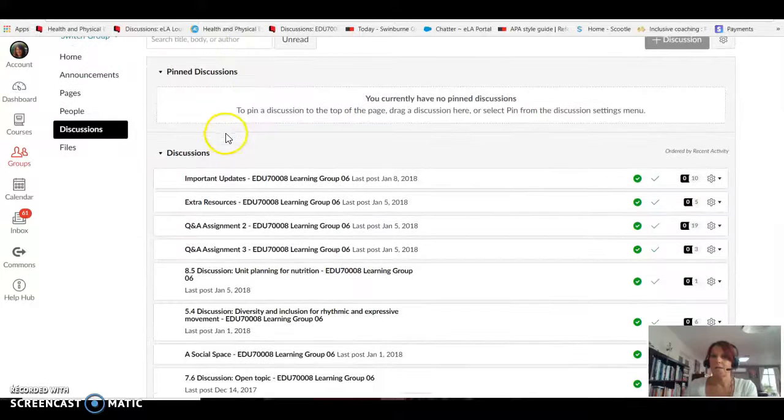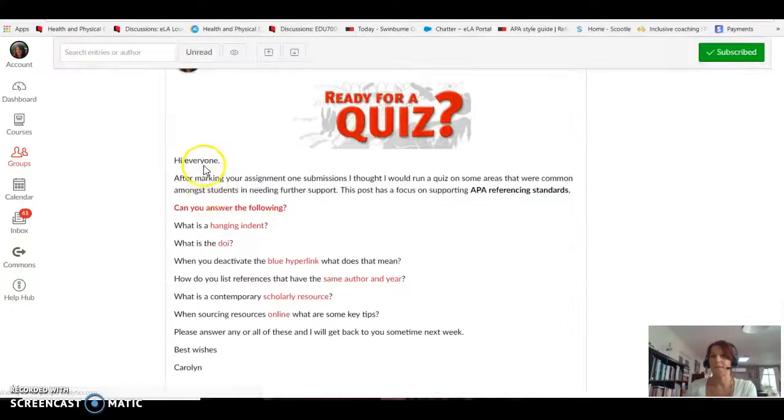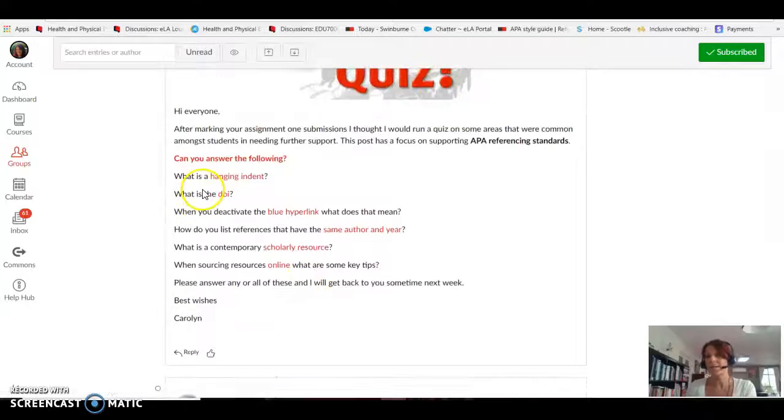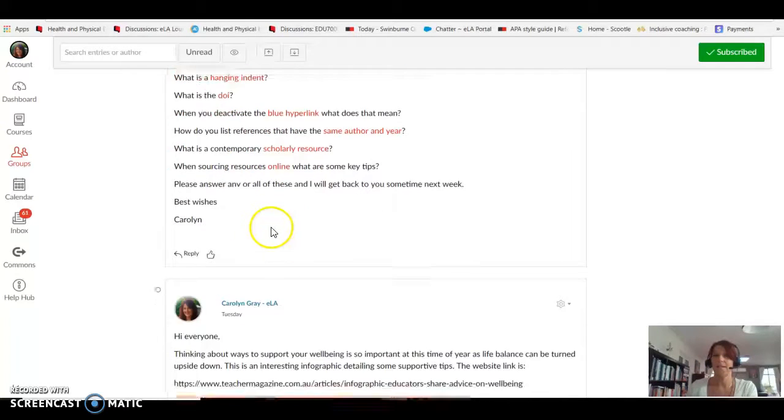I also like to post things in extra resources. So I've got a quiz here. This is about the area of meeting APA standards, which I found was somewhat of an issue for many students in assignment 1. So I've got a little quiz here which no one has completed, so it would be great if you had a go because I have highlighted the key areas that I found needed addressing in assignment 1.